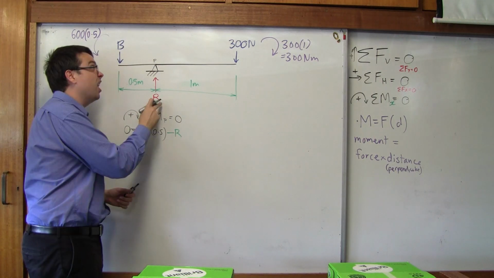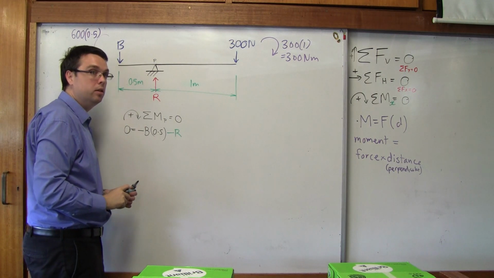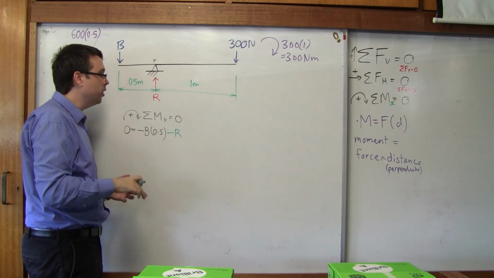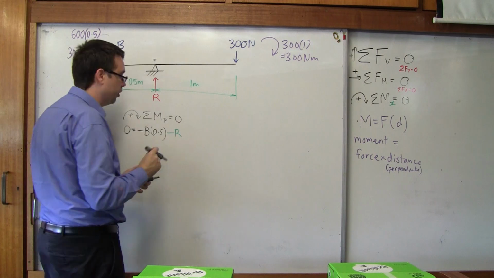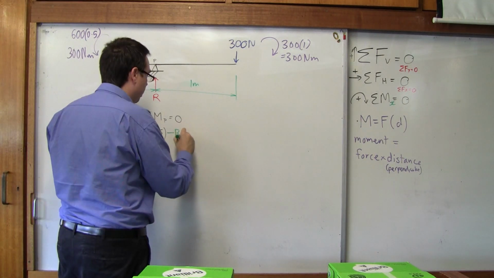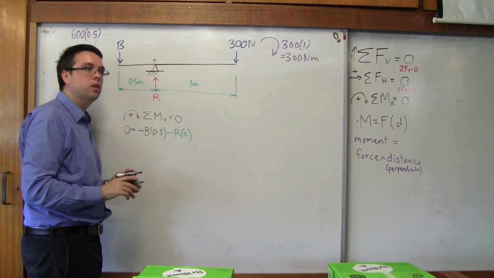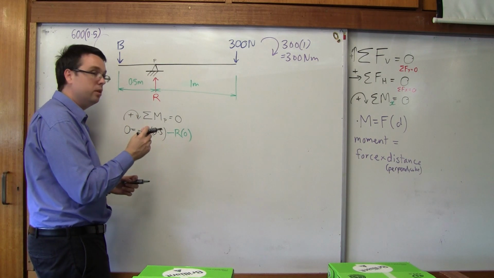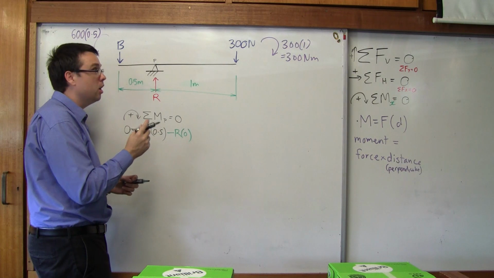How far is R from P? It's the exact same. Its distance is 0. Excellent. We got there really fast. Okay, the distance is 0. Do you also have to add the 300 newtons? We do, we haven't finished.